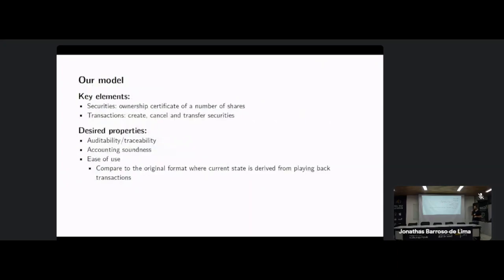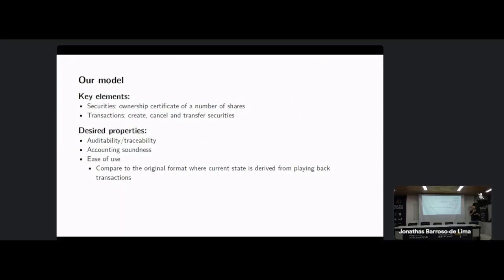So in our model, we followed the original ideas. We have securities that are transferred between people, or issued or canceled, and transactions. And what are properties of the model that we would like it to have? Coming back to the domain expertise from finance. It must be accountable or traceable.